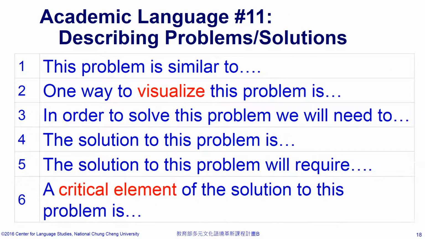Now, here are the languages to introduce problems and solutions. We can use this problem is, the solution to something is, to solve this problem, we need to. We can also use visualize the problem and critical elements of the solution to make the statements sound more academic.